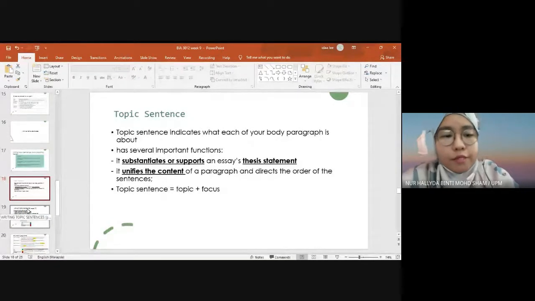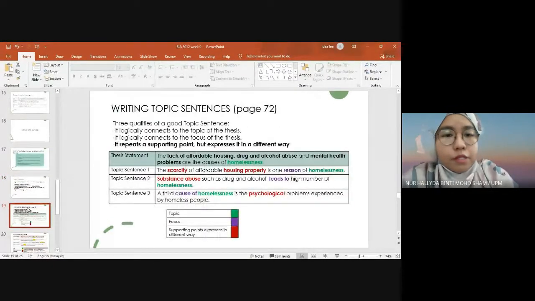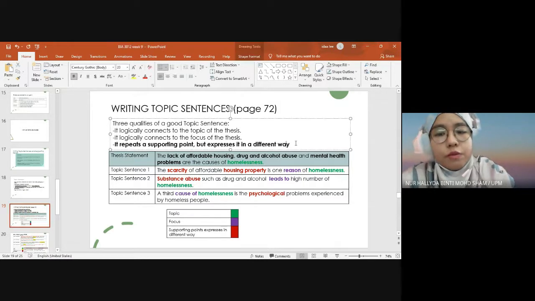Let's look at some examples taken from the textbook itself. You can refer to your textbook page 72 for topic sentences. You have to remember these three qualities when writing a good topic sentence. First, it logically connects to the topic of the thesis. Make sure your topic and your thesis are connected to each other. Second, it connects to the focus of the thesis. Third, it repeats a supporting point but expresses it in a different way.